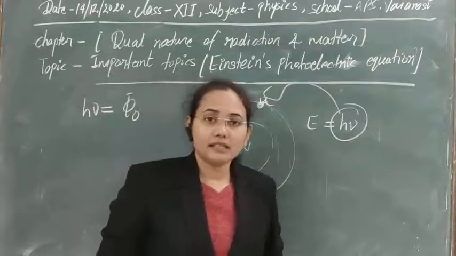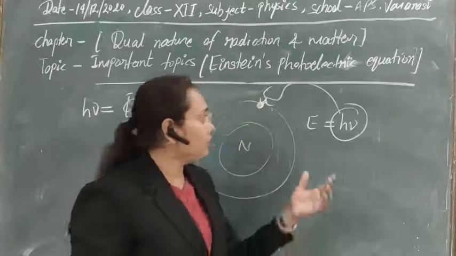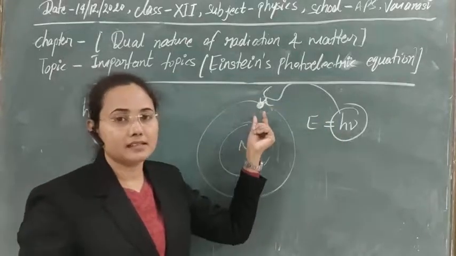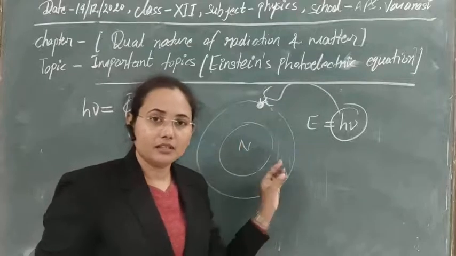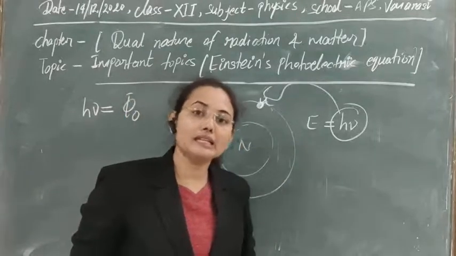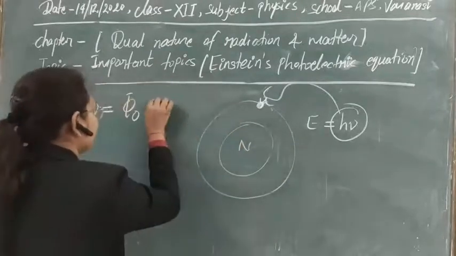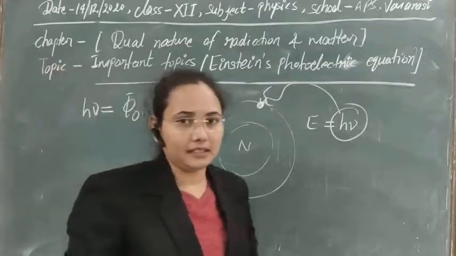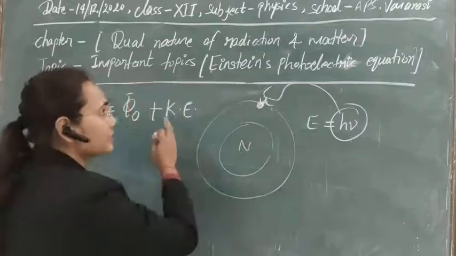Now whenever it escaped from the metallic surface, then obviously it still has some of the energy. So that energy this electron will use to increase its kinetic energy. So this is the Einstein concept.